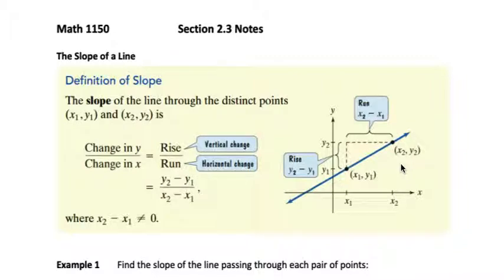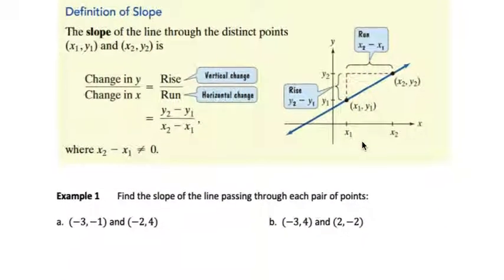Or we can think about rise over run, where rise is the vertical change. So if we subtract y2 minus y1, we get the length of this line right here. And run is the horizontal change. So if we subtract x2 minus x1, we get the length of this line segment here. And rise over run gives us the slope.